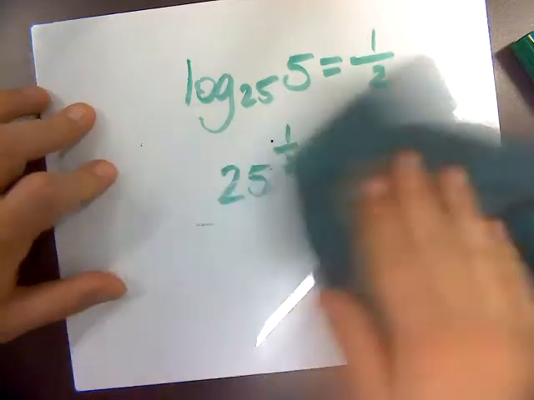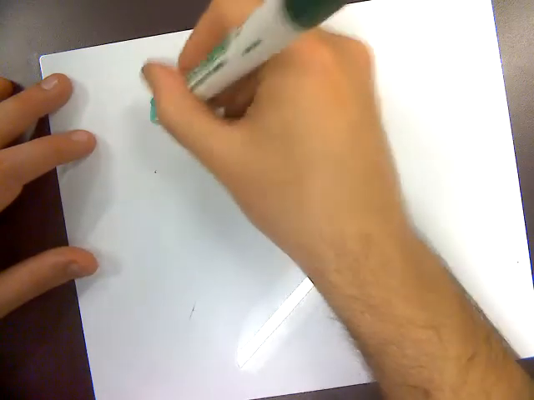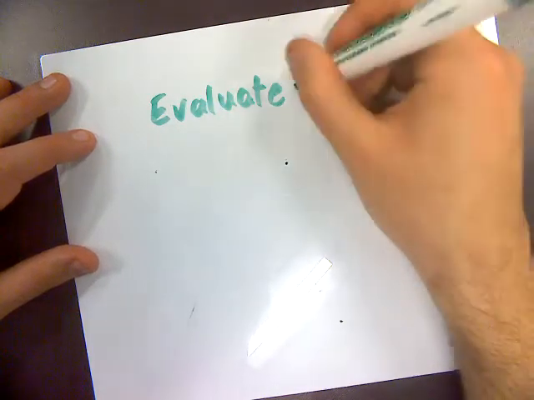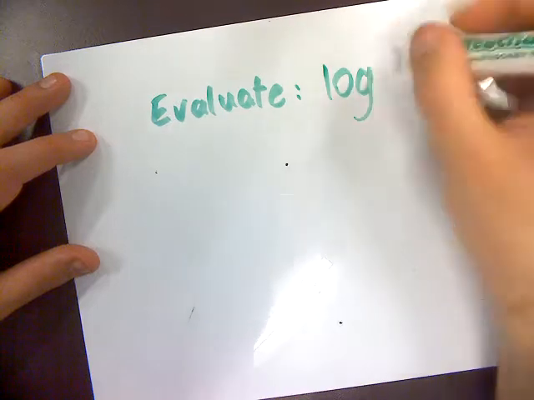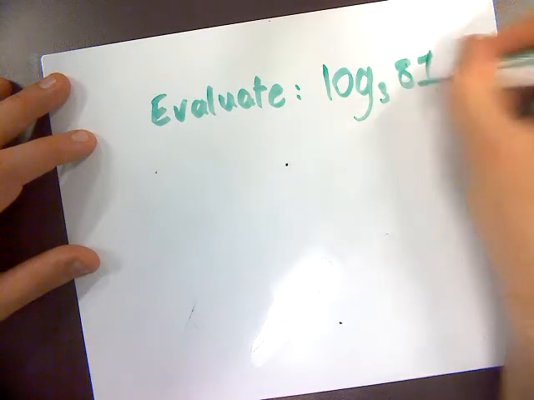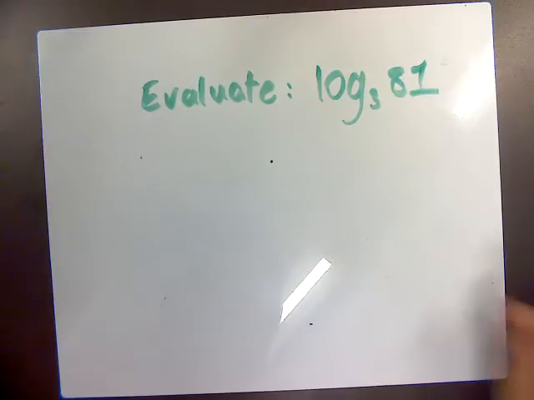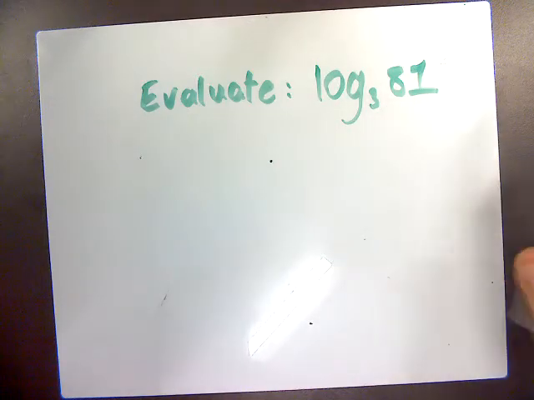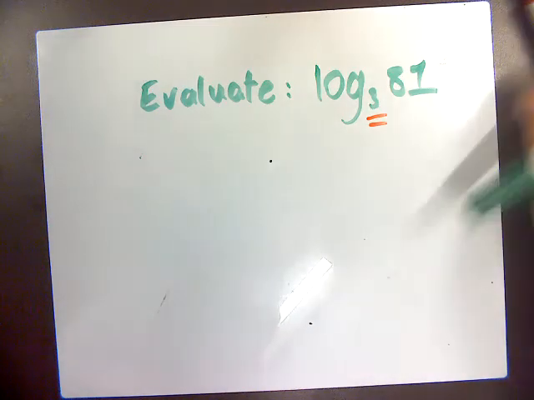Now, there are other questions that you could get that might say evaluate. Evaluate log base 3 of 81. What it's pretty much trying to do is find the power or the exponent that you would need to use, using base 3, to get 81. So our base is the important thing we're looking at here, using base 3.